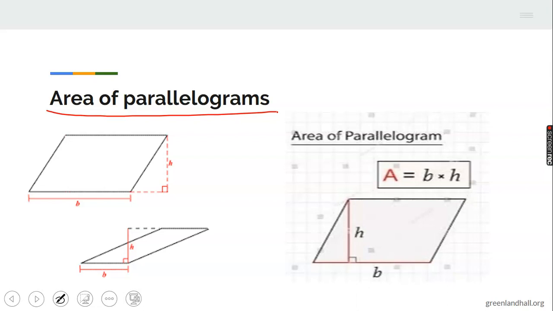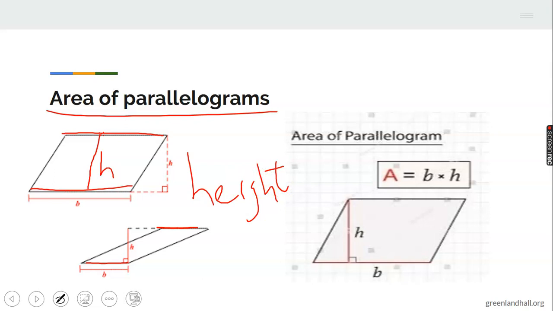We move to parallelogram. This is the shape of a parallelogram, and it can come in different shapes. Now, the distance between the upper side and the lower side, we call it height. It could also be here. It could also be outside. Look at it here. The distance between the upper side and the lower side is called h. And h is what? Height.